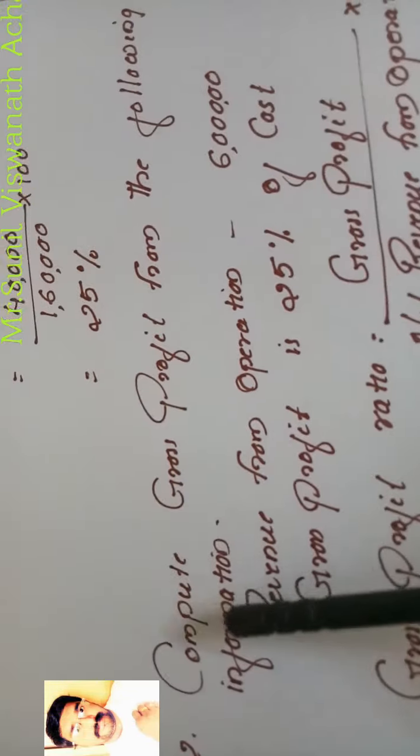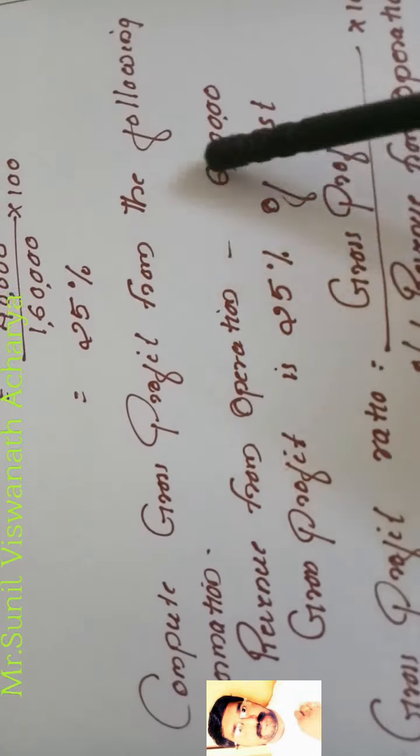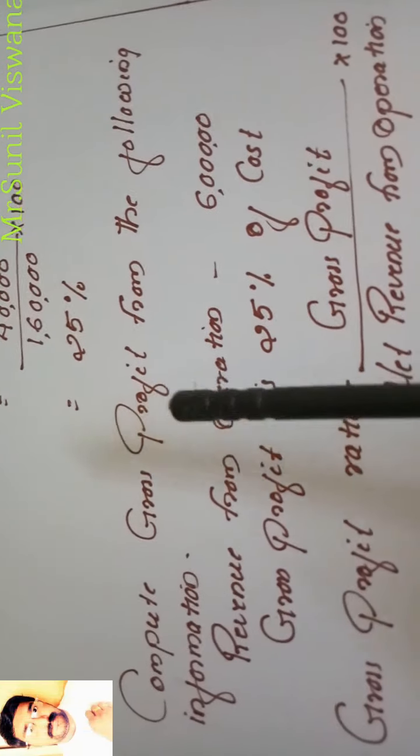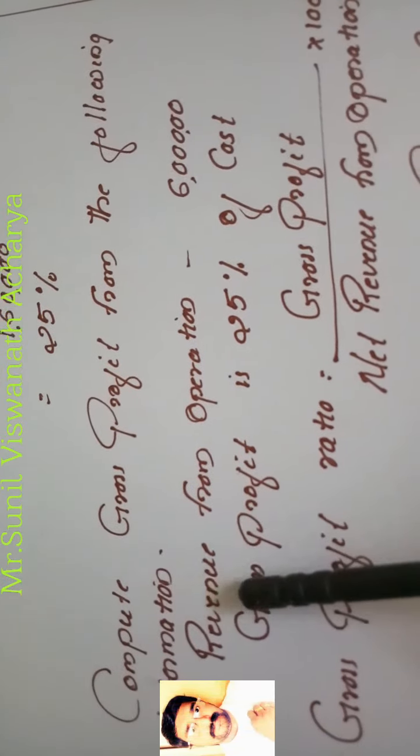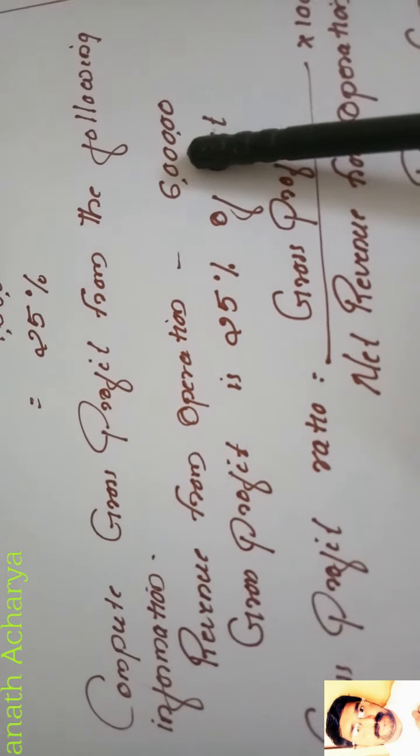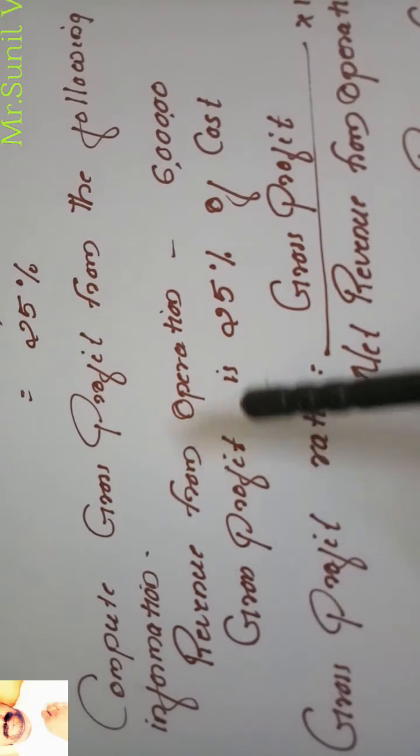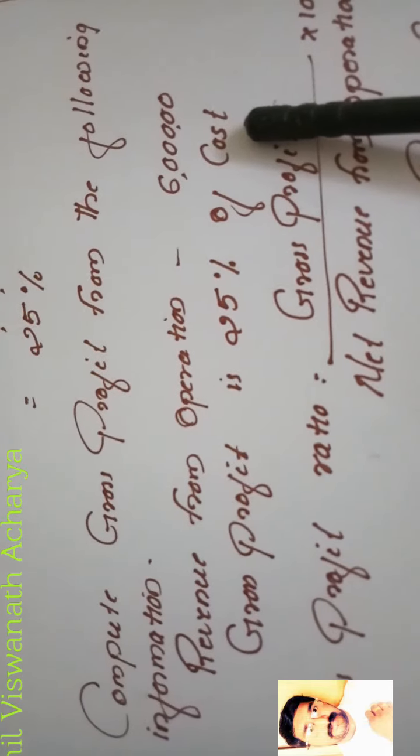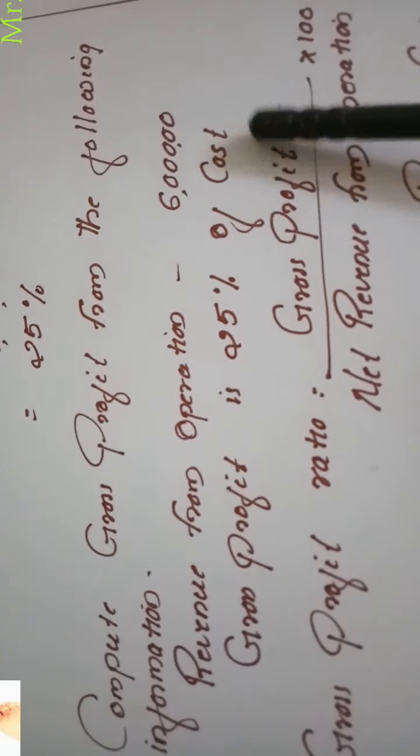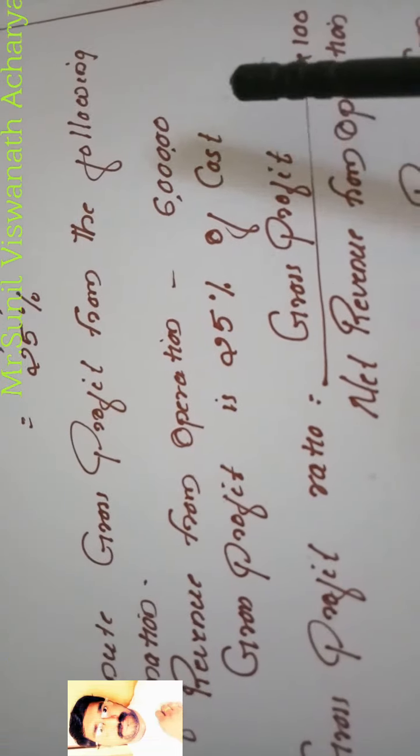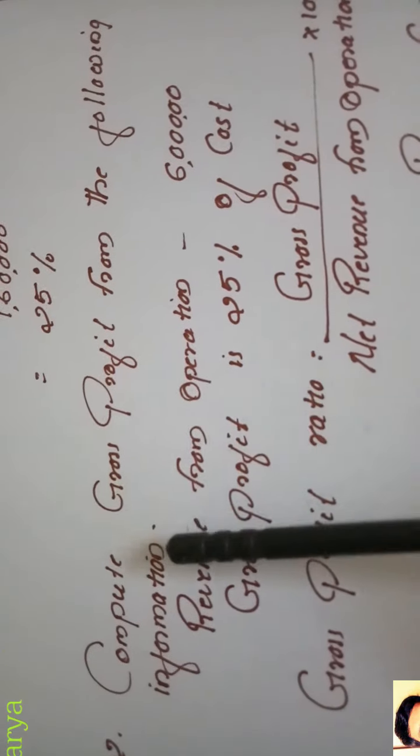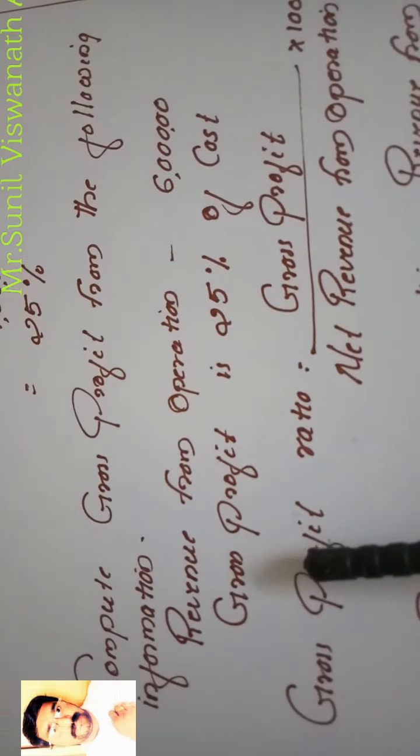Okay, so another example we can take. Compute gross profit from the following information. What do we have to calculate here? Gross profit. What is given in the question? Revenue from operation is 6 lakhs. Gross profit is 25% of cost. Here cost means cost of revenue from operation, or cost of goods sold.